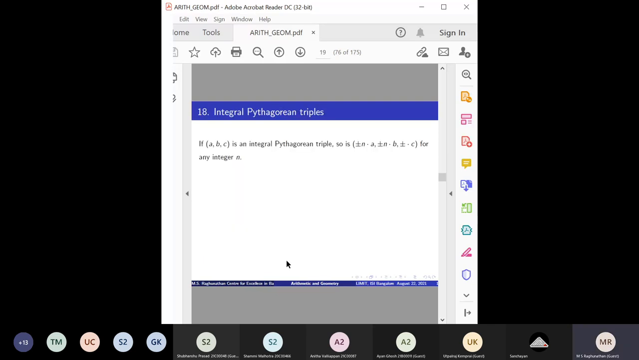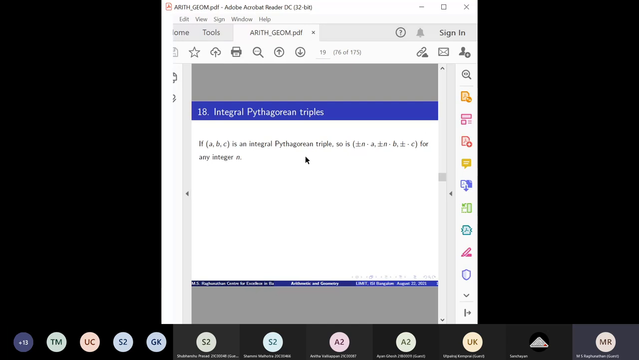Okay, let me now give you the example I wanted to talk about. I told you already that the Mesopotamians were interested in integral Pythagorean triples. That is, A, B, C is an integral Pythagorean triple if A, B, C are integers and A square plus B square equals C square. And suppose A, B, C is an integral Pythagorean triple, then nA, nB, nC is also a Pythagorean triple for any integer n.